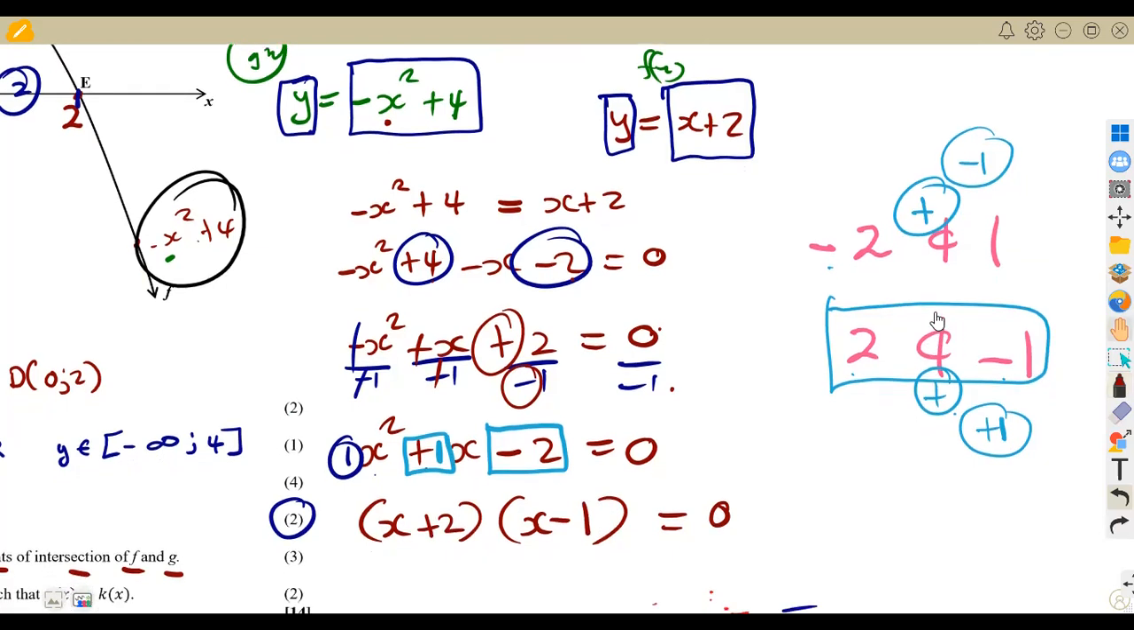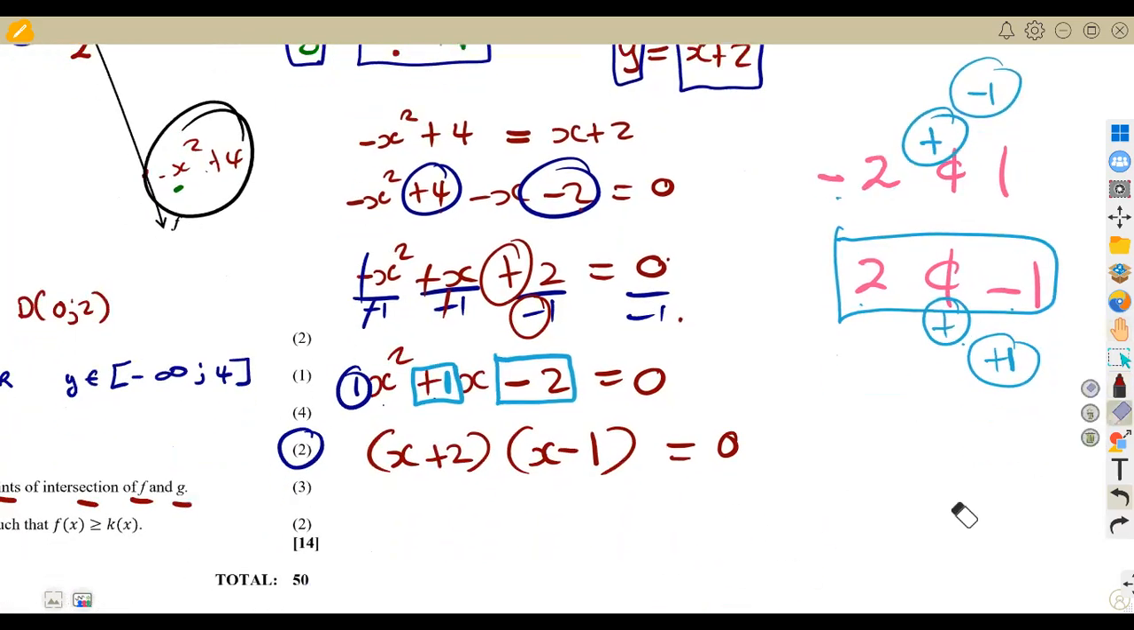So there we can solve for the point of intersection. Remember, one of the brackets must be equal to 0. Another part must be equal to 0. So you're going to take this, equate it to 0. So that's x plus 2 must be equal to 0. Or take this equal to 0. That's x minus 1 must be equal to 0.